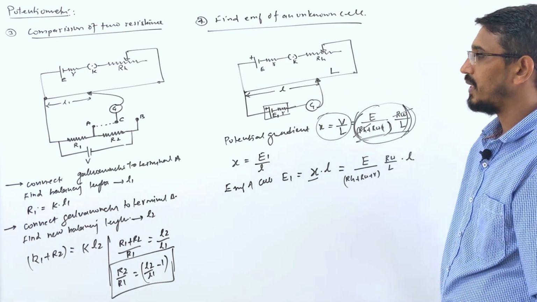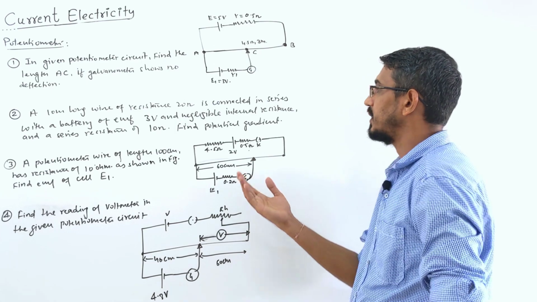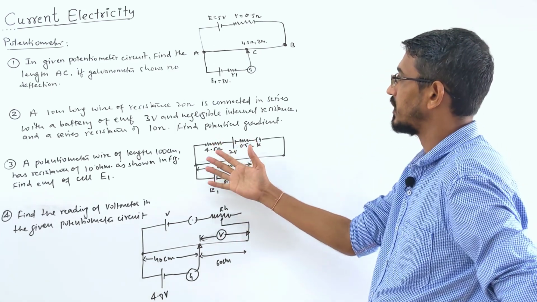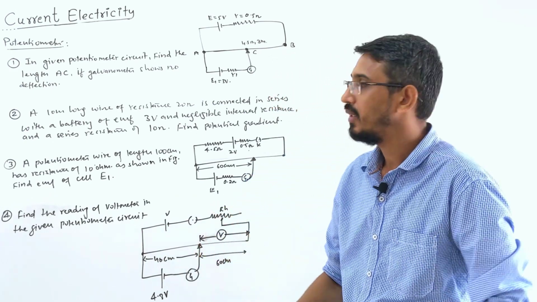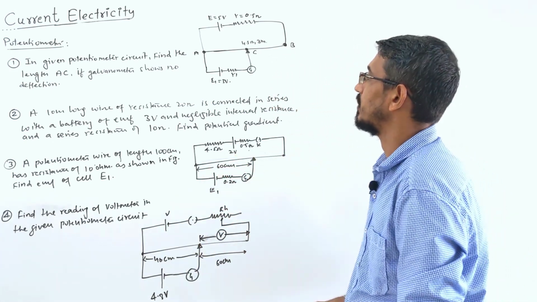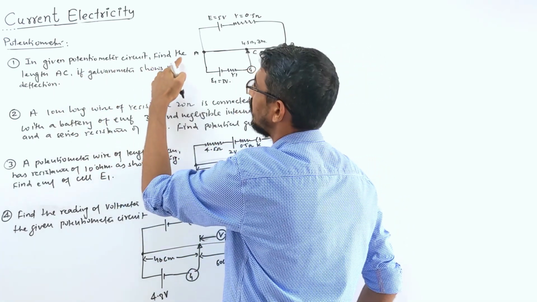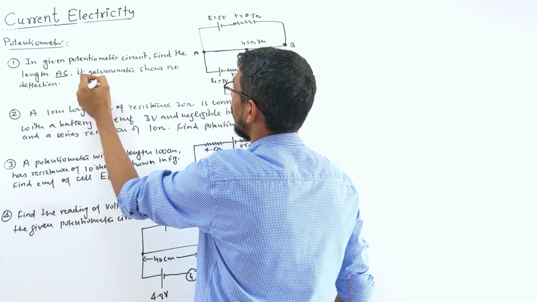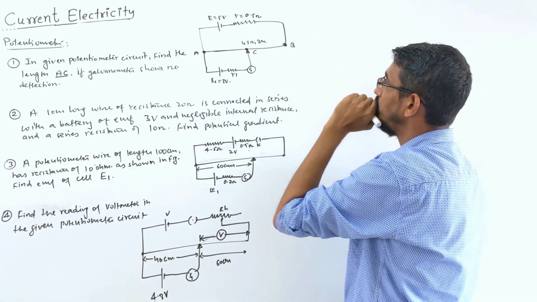Okay, so let's see numerical examples now. Let's see these questions. First I am discussing all four questions based on potential gradient, because this is very important. I will give more examples on other concepts. So look at the first problem. In the given potentiometer circuit, find the length AC if the galvanometer shows no deflection.